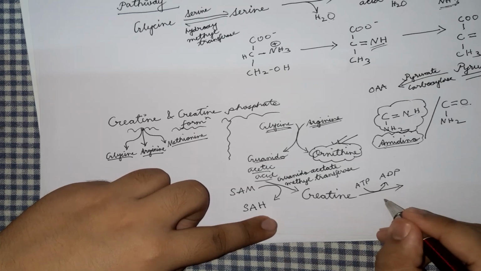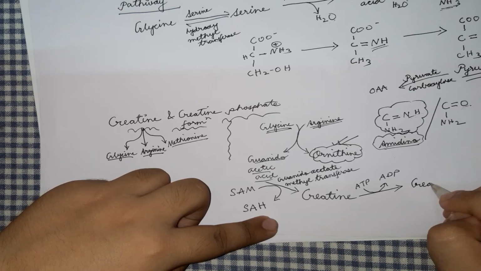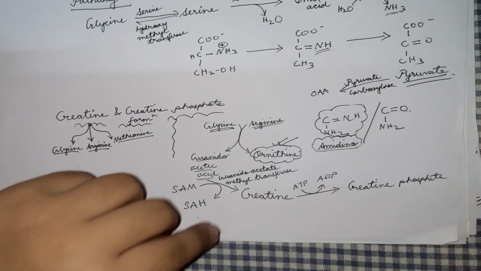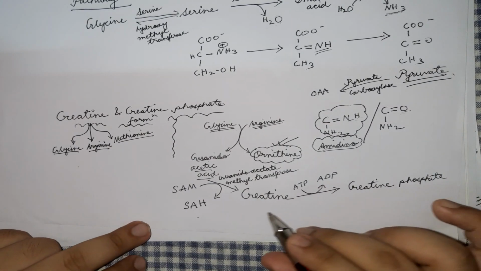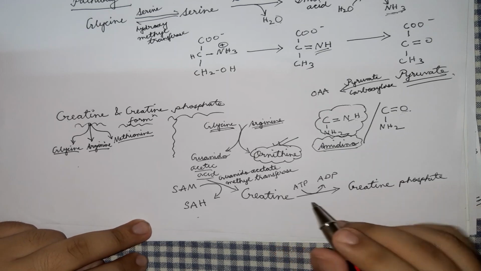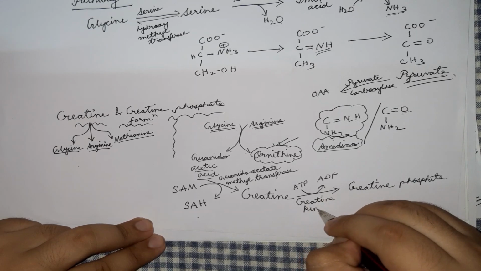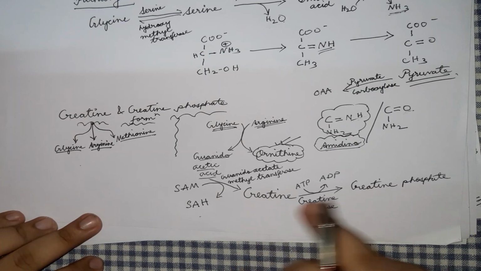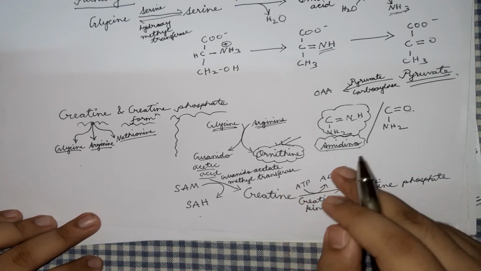So creatine is formed. Now phosphorylation takes place and creatine phosphate is formed. This phosphorylation is taking place here, right? Now, what is the name of the enzyme which is responsible for this? That is creatine kinase. So creatine kinase is the enzyme which is responsible for the formation of creatine phosphate from creatine due to phosphorylation by ATP, forming ADP.